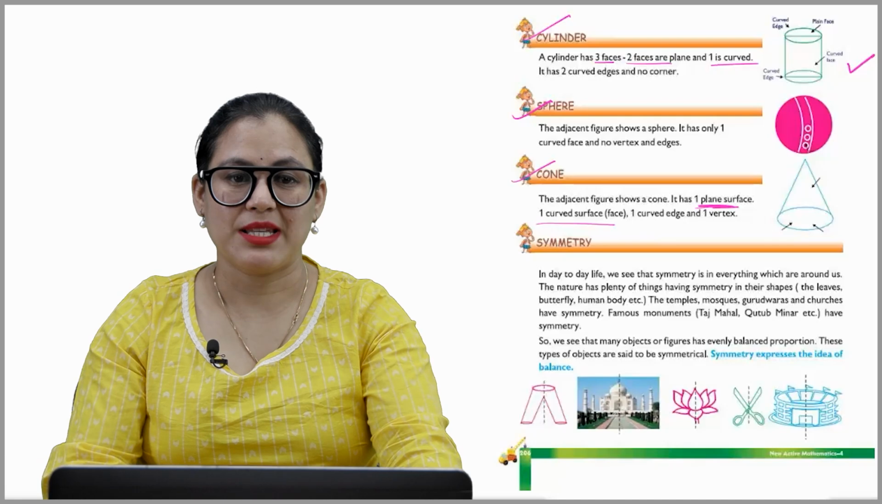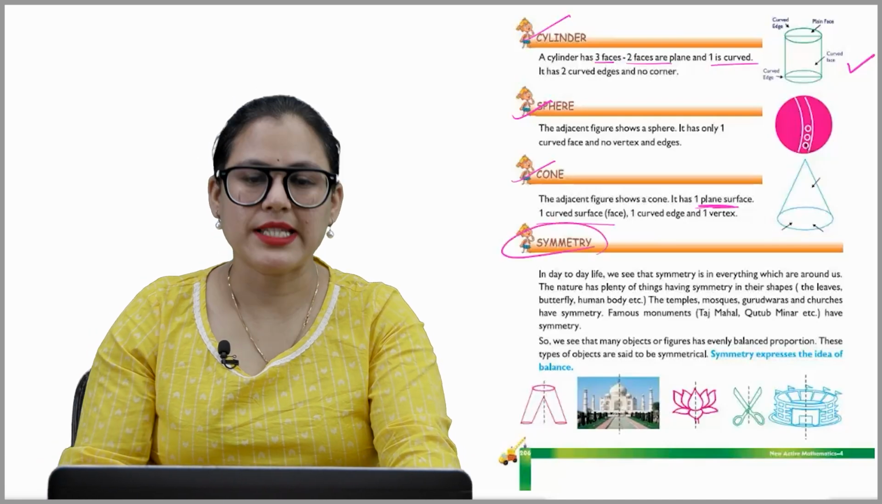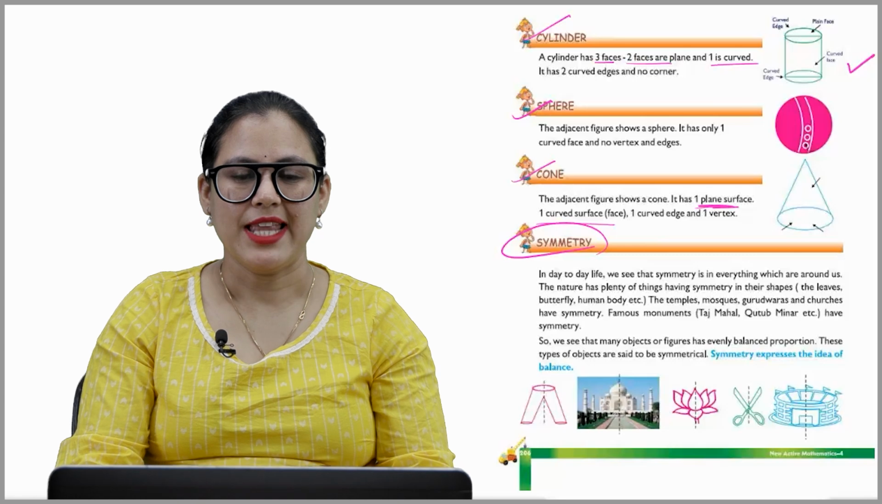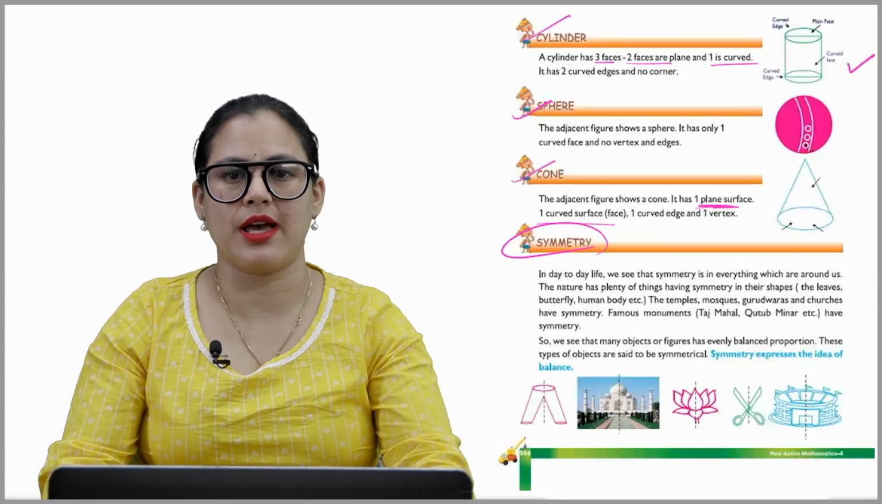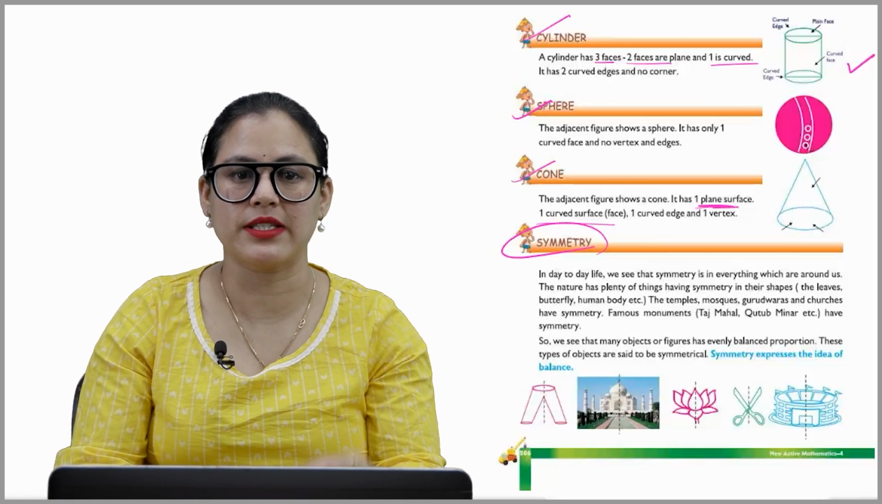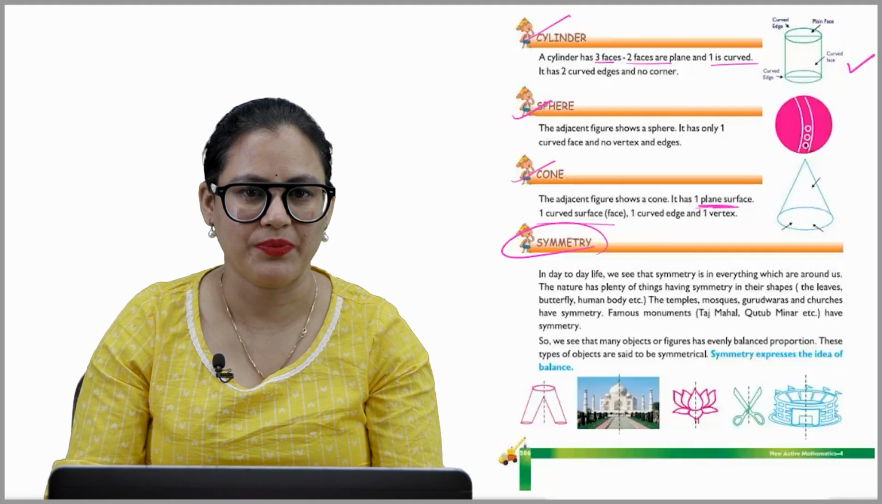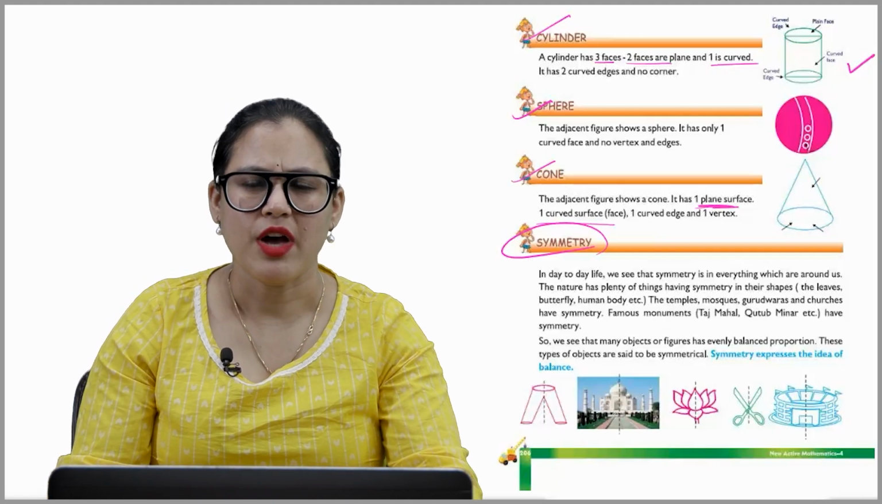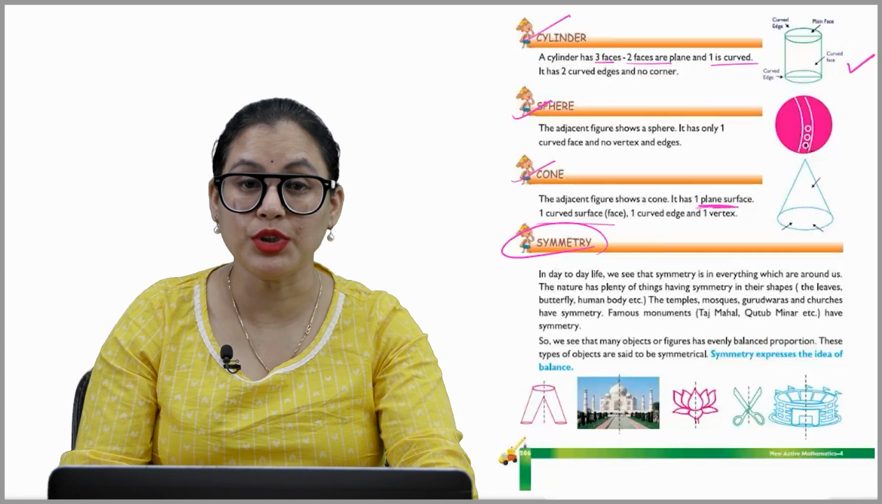Okay. Symmetry. In day-to-day life, we see that symmetry is in everything around us. Nature has plenty of things having symmetry in their shapes. The leaves, a butterfly, human body, etc. The temples, mosques, gurudwaras and churches have symmetry. Famous monuments, Taj Mahal, Qutub Minar, etc.